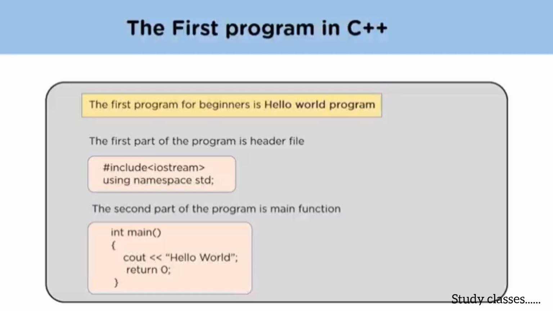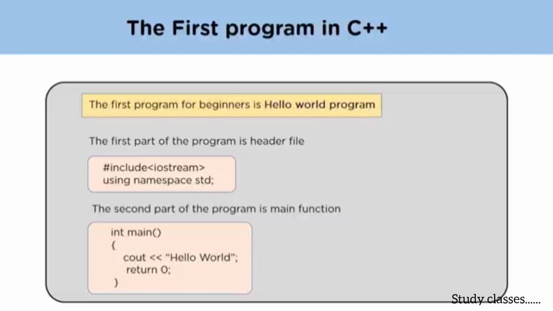Here, using namespace std means we are using all the things which are within the standard library. The second part of the program is the main function. This is a special function from where the execution of the program starts. Inside the main function, we are printing hello world using the cout, which is used to print the output. Return 0 on the next line will indicate to the program that it executed successfully.